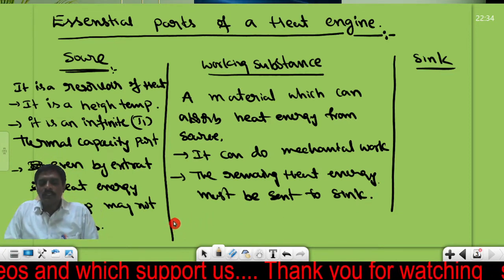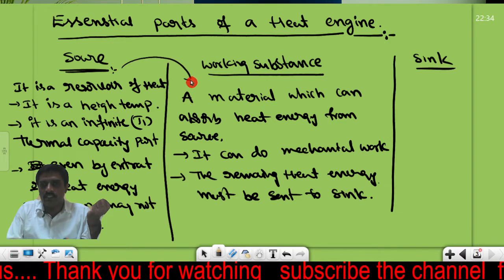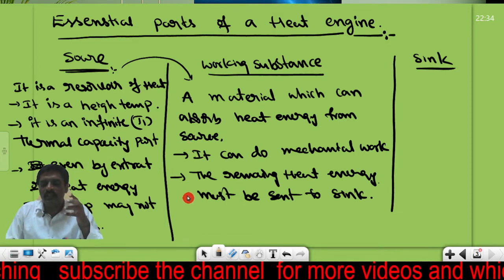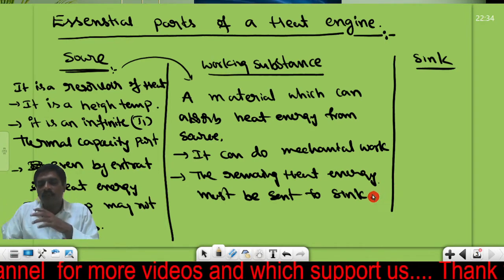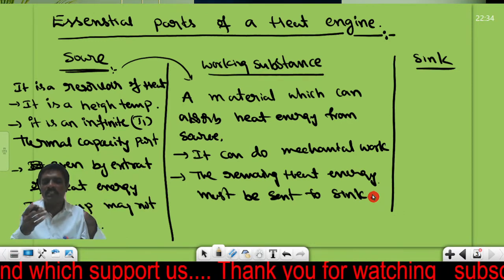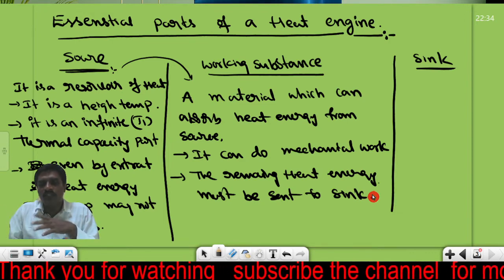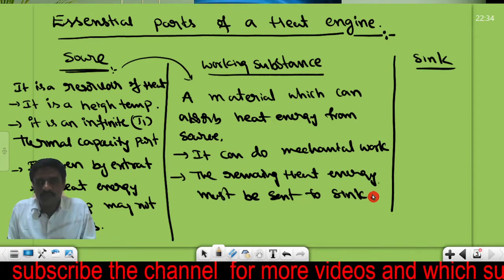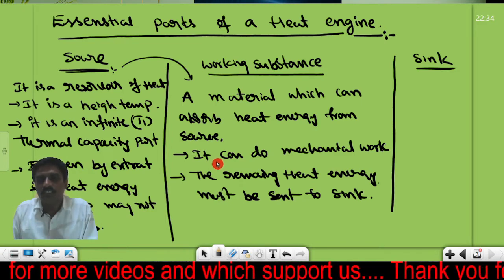So the substance extracts some heat energy from the source, and it must do some work. The remaining heat energy it releases to the sink. When it is releasing to the sink, the working substance must come back to its initial state, because it did some work and left the remaining heat energy to the sink. That's why the working substance gets back to the initial condition.